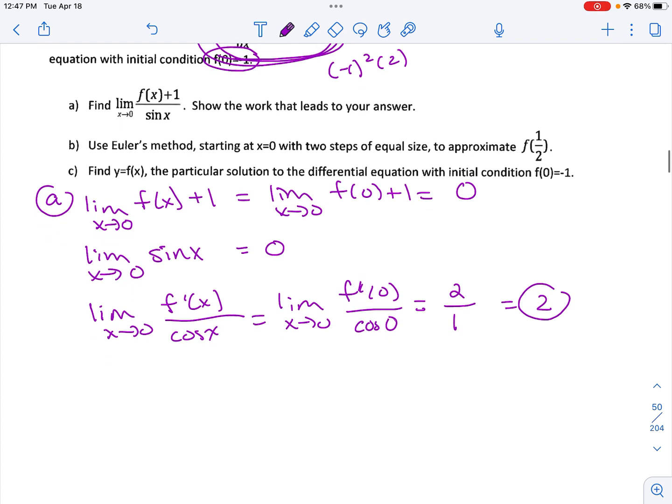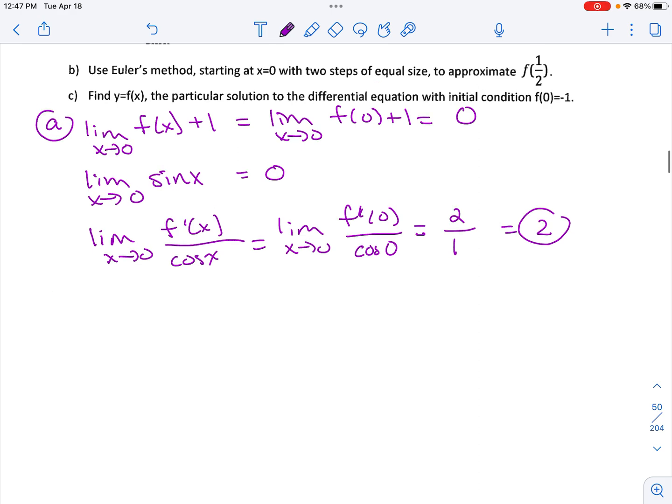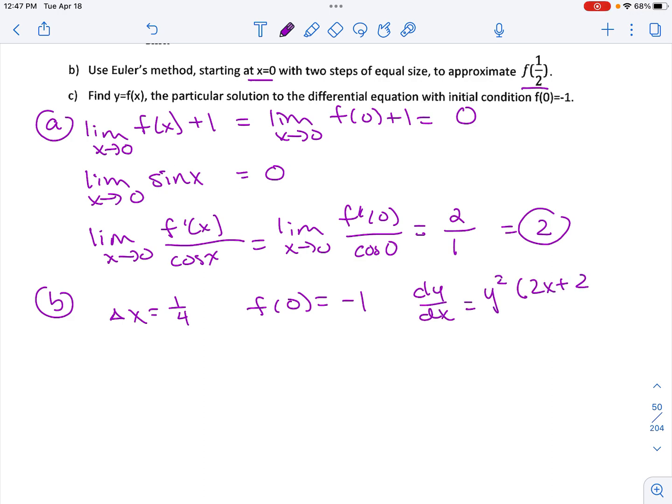Part B is asking you to use Euler's method. And we're going to start at x equals 0, 2 steps to get to 1/2. So that means delta x is 1/4. And this is my starting point. I do need the slope. The slope is given up at the top. It's y squared times 2x plus 2. So if I plug in 0, negative 1, this gives me 2. So the slope is 2.